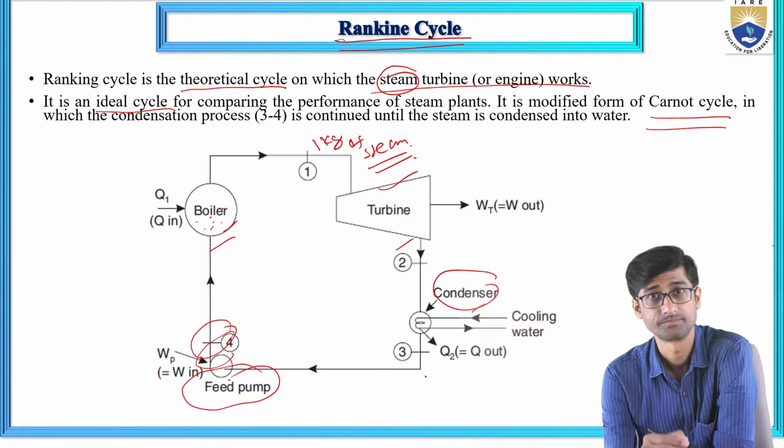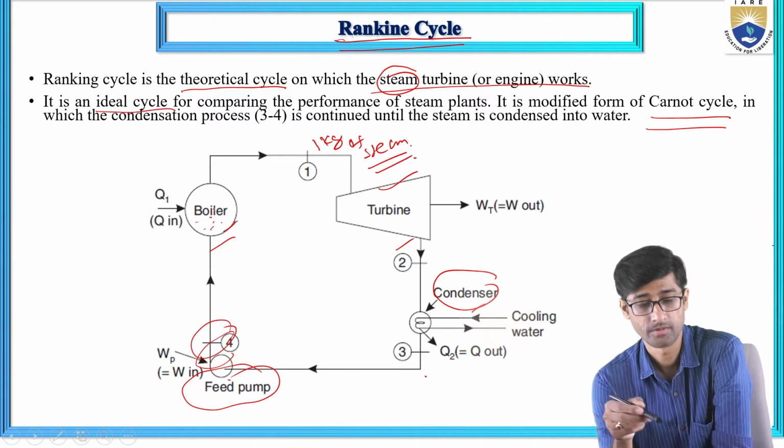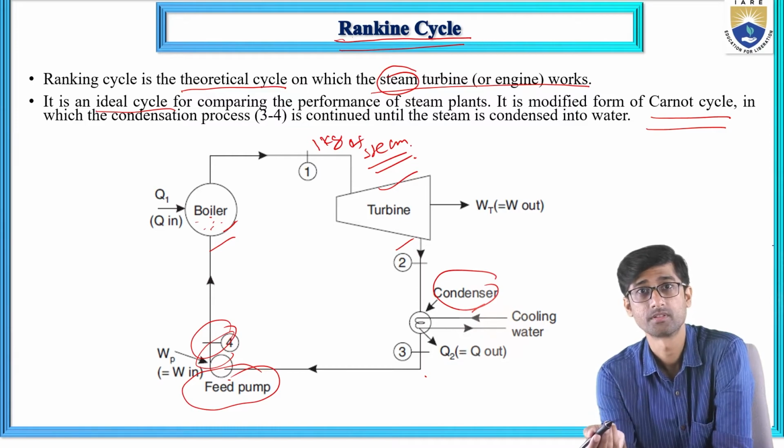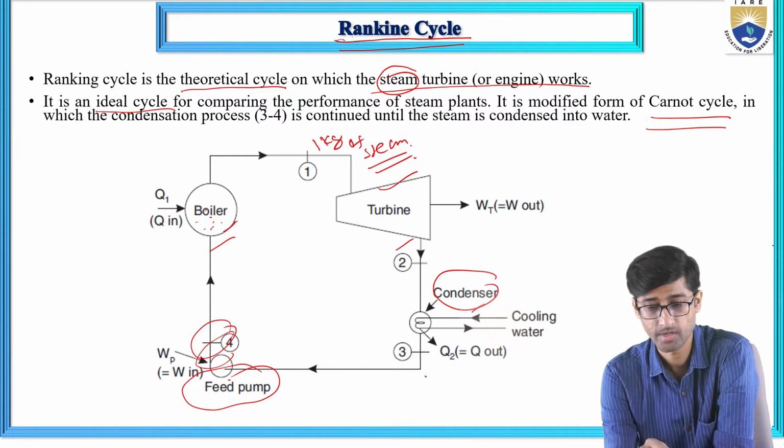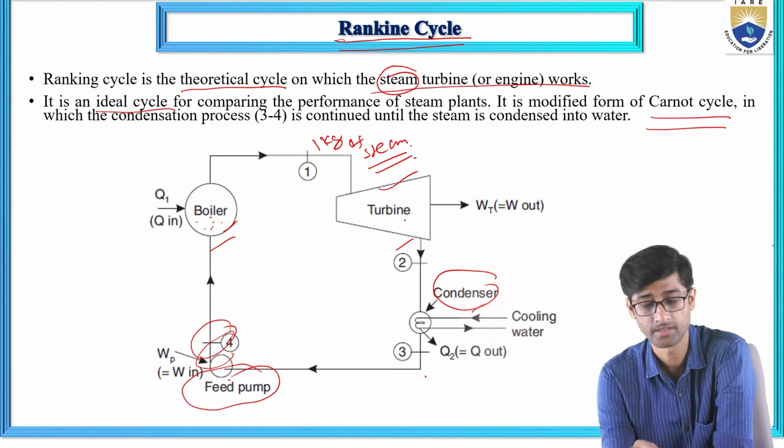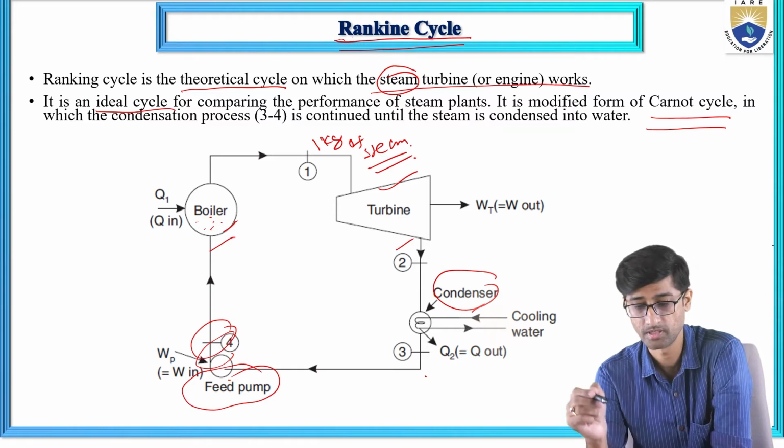Now after this saturated liquid is heated, it becomes steam. And this 1 kg of steam again goes to the turbine. Now this cycle is completed. And this is the working principle of the Rankine cycle.